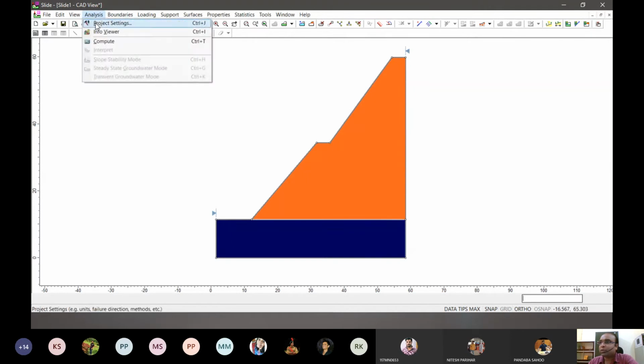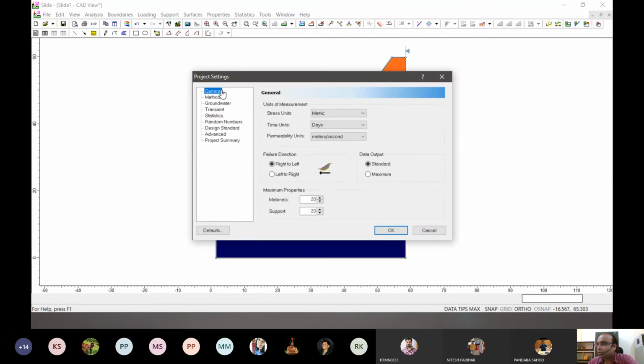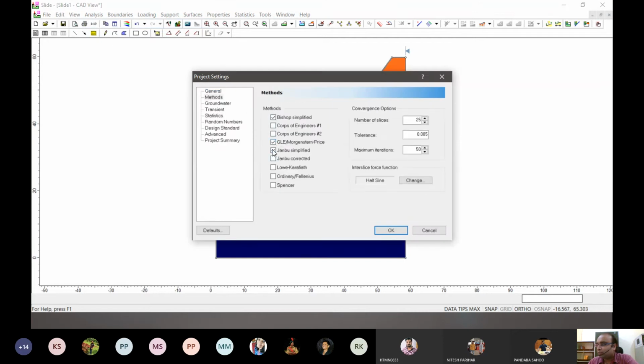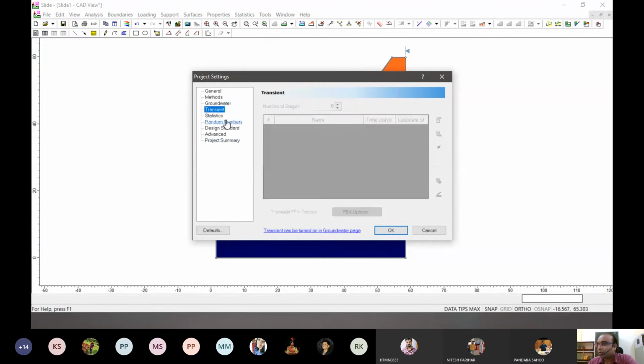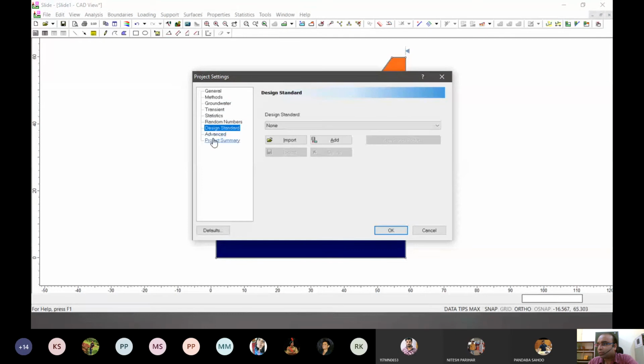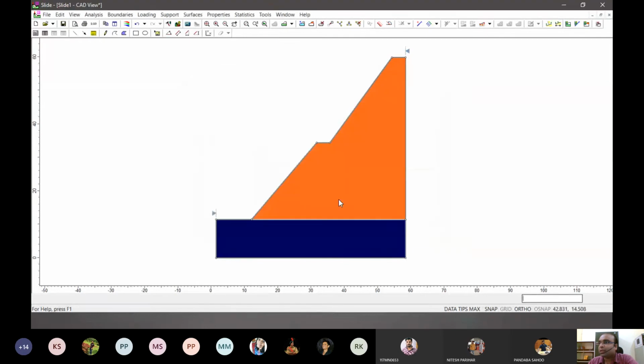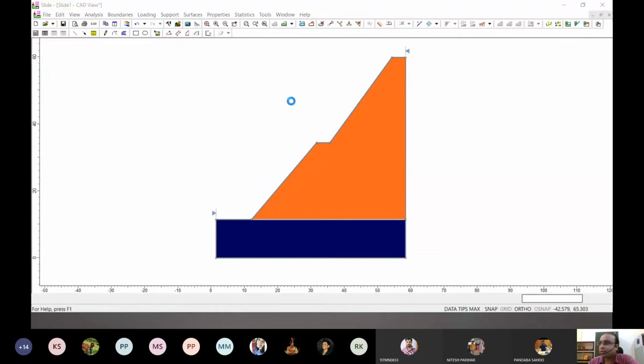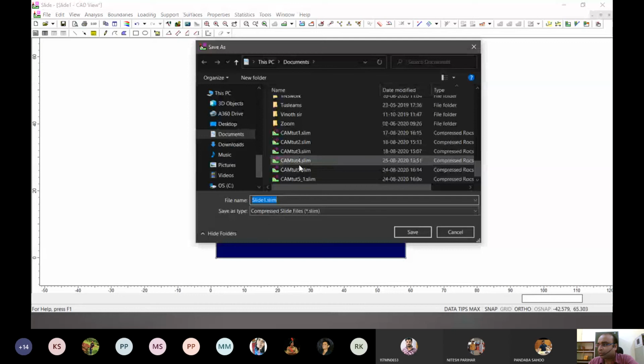What else do we have to do? Anything else? Let's check. In analysis, that's okay. Maybe we can put in more methods. And groundwater, we don't have to take care of. Statistics, we have already done. Yeah, that's it. And we are not loading anything. We have given the material properties and statistics, that's it. Let's save this. And after saving it, we can start the computation part.